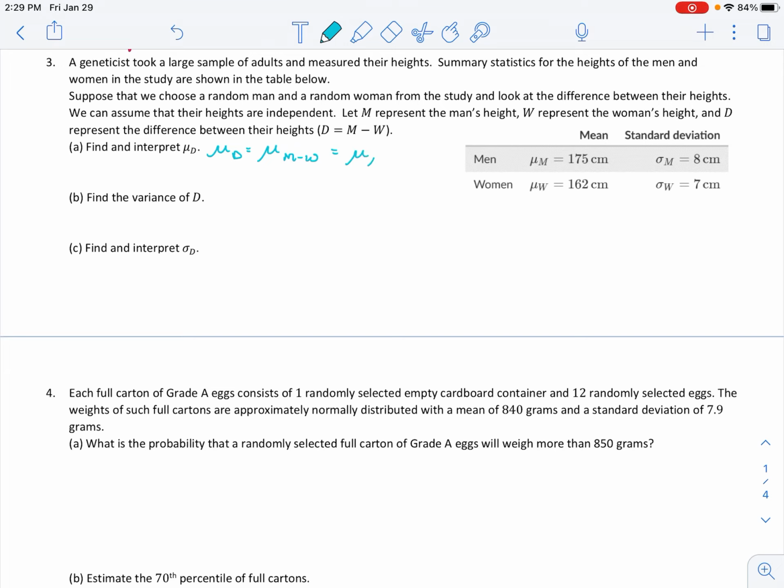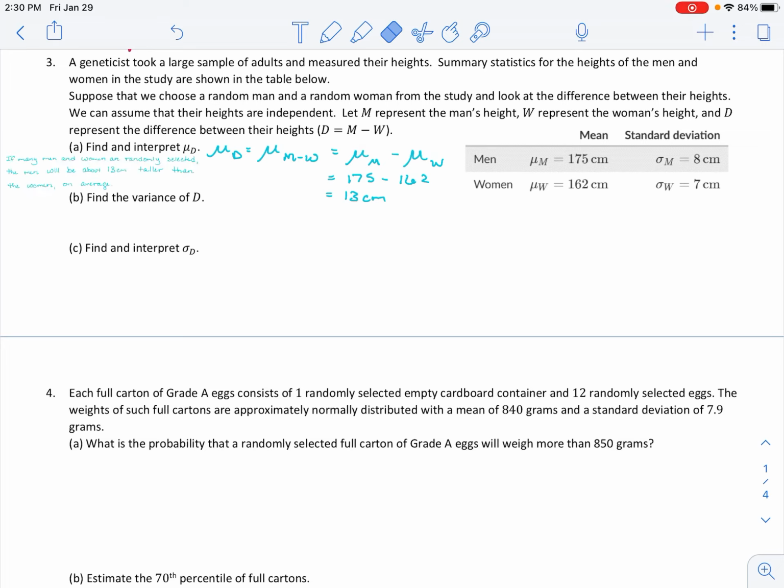And we are allowed to subtract means. I could subtract the mean for the men's heights and the mean for the women's heights. So I'm just going to look at the chart and see that it's 175 and 162. Therefore, my difference would be 13 centimeters.